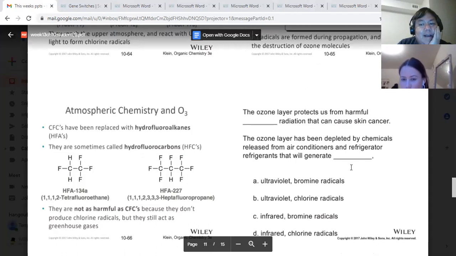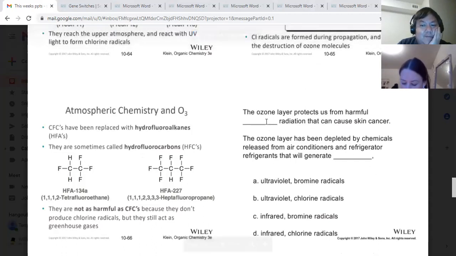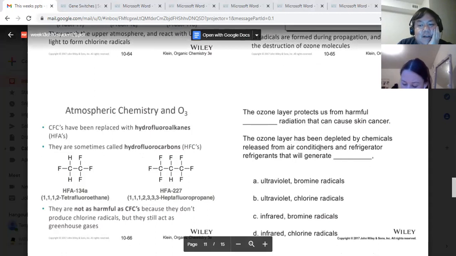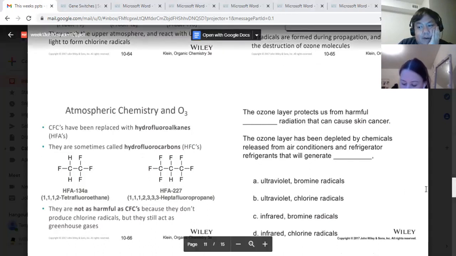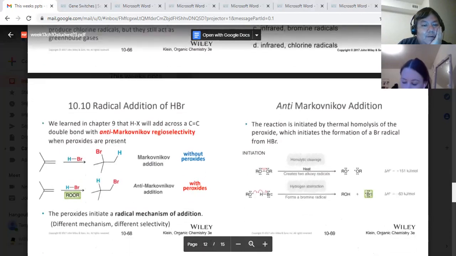Yep, it's going to protect us from ultraviolet light. And then the ozone layer has been depleted by chemicals released from air conditioners and refrigerators that will generate what? Bromine or chlorine? Chlorine. Yep, chlorine radicals. Just remember CFCs. There's no B there. All right, and so chlorine.